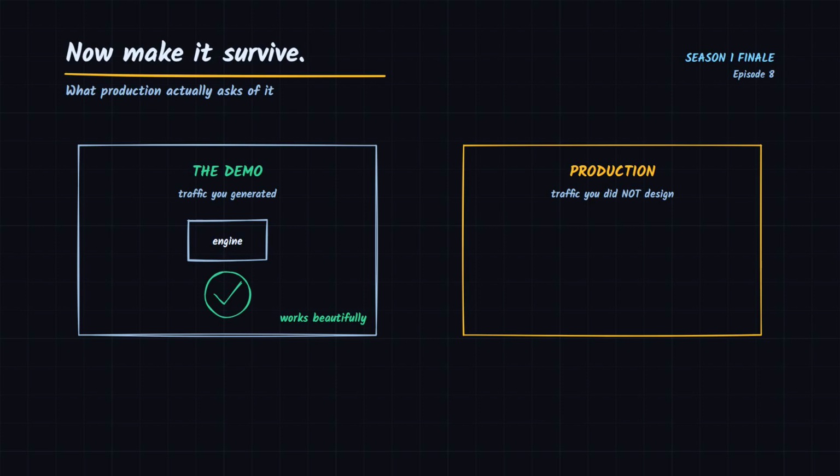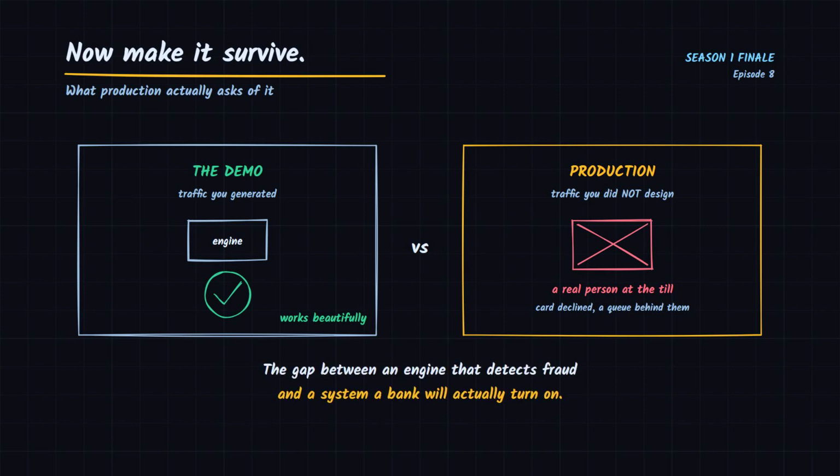And every single card it freezes by mistake is a real person standing at a till with a queue behind them, whose card just got declined. This is the finale, and it is about the difference between an engine that detects fraud and a system a bank will actually let you turn on.